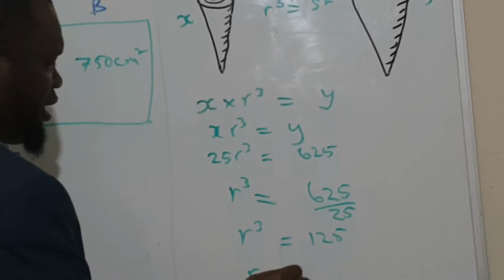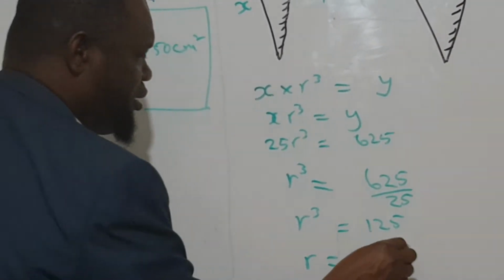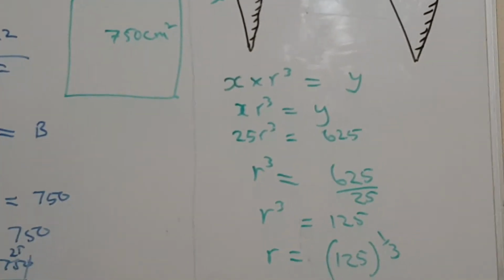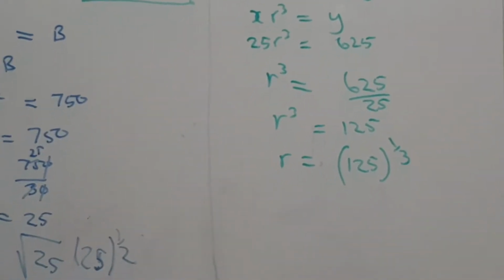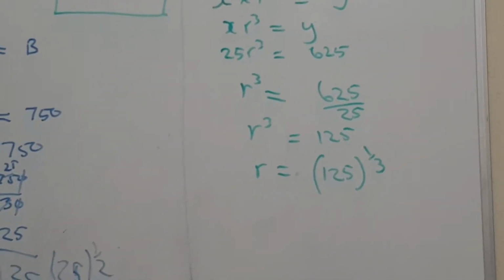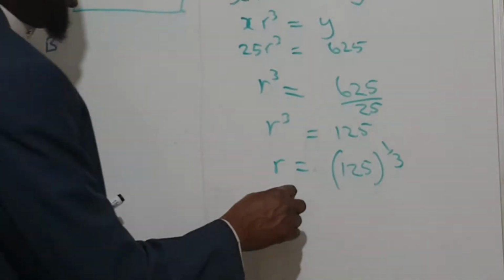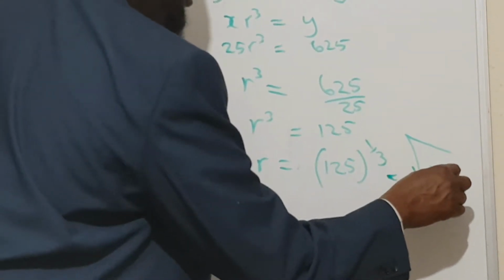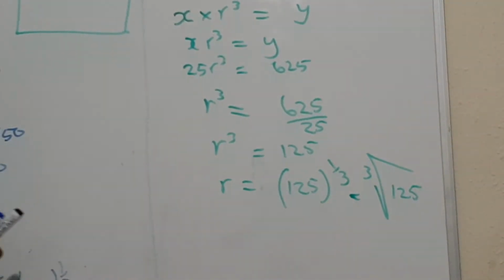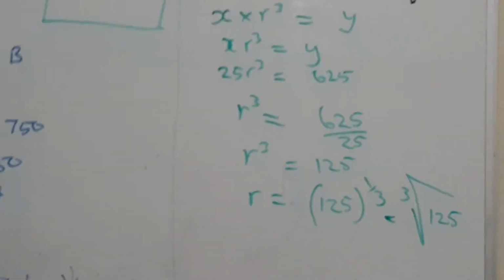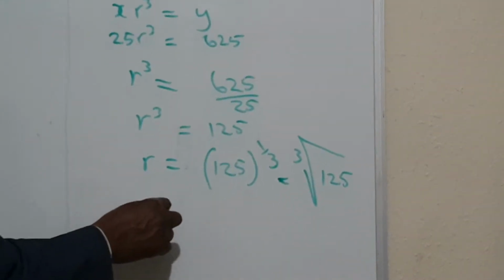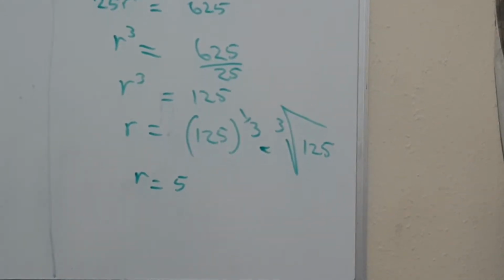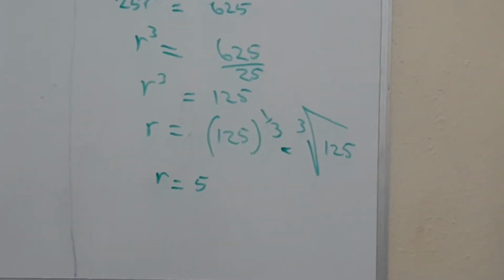Then R is equal to the cube root of 125. Cube root means one-third power of something. Or you can put it like this: 125, you put your 3 here, meaning cube root. So therefore, R is equal to what? 5, because 5 times 5 times 5 is equal to 125.